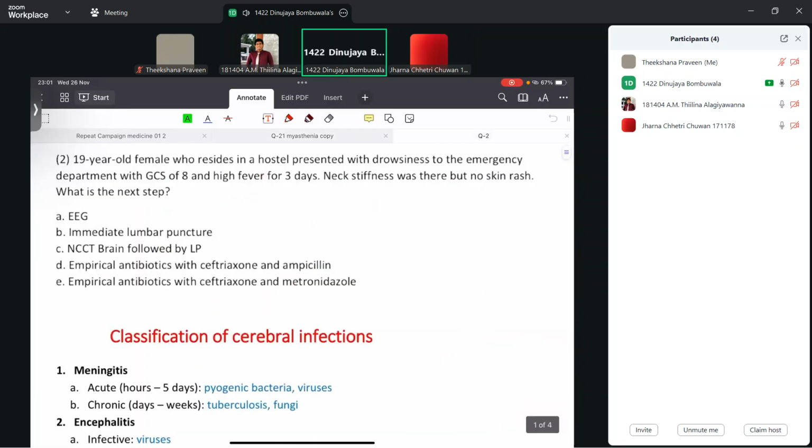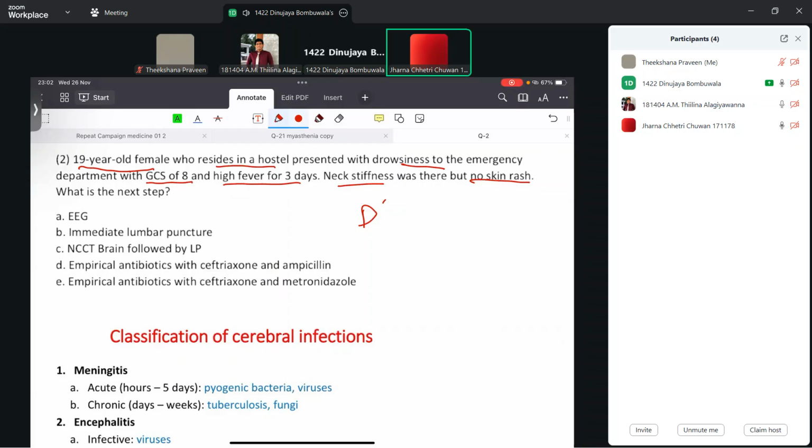Go to the second section. A 19-year-old female residing in a hostel presented to the emergency department with drowsiness, a GCS of 8, and high fever for 3 days. Neck stiffness was there, but there is no skin rash. What is the diagnosis you think?